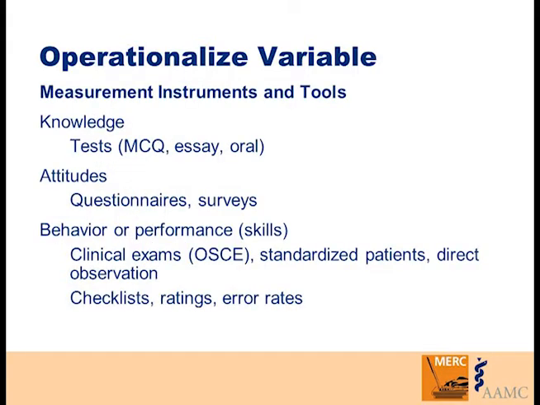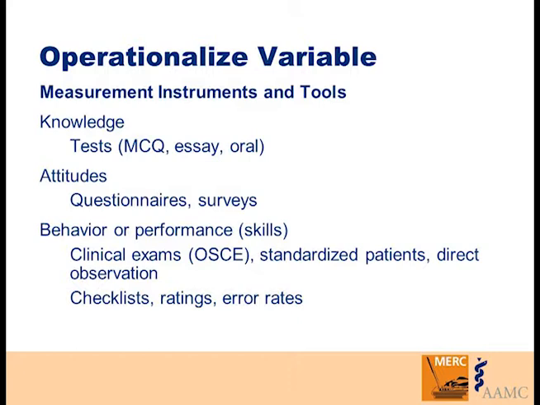Most educational outcomes that are used in research studies can be categorized into one of three domains, each with different measurement methods. Knowledge is often assessed by test, using various existing or maybe homemade tests. Attitudes and values are typically measured through questionnaires and surveys.